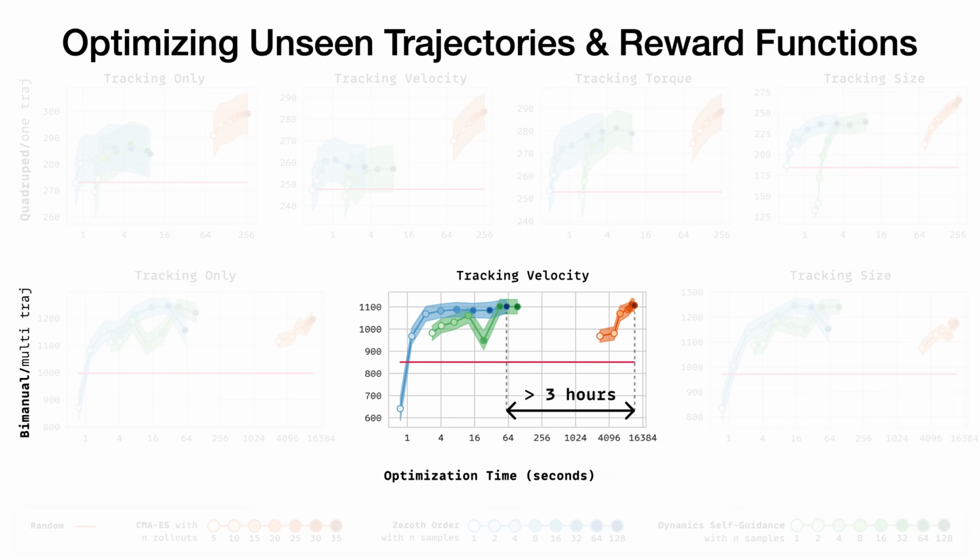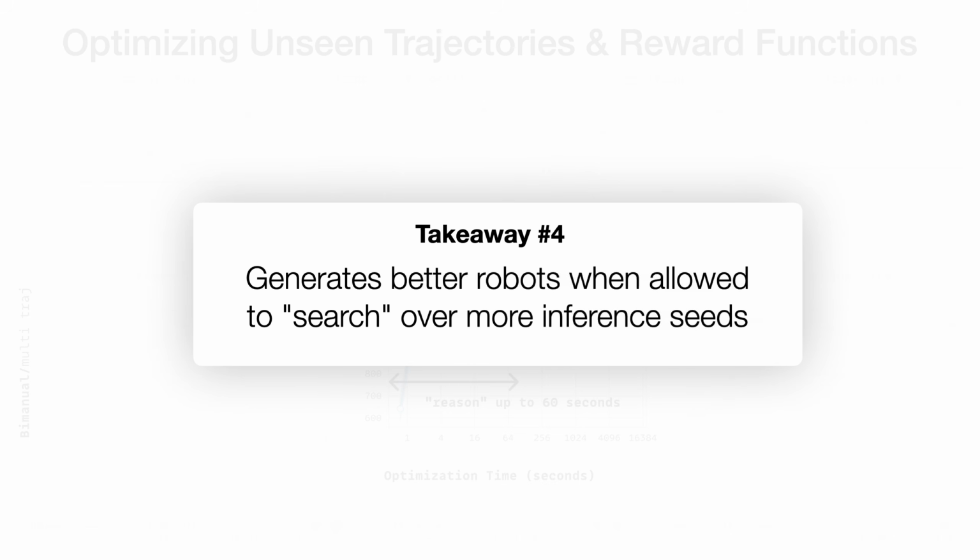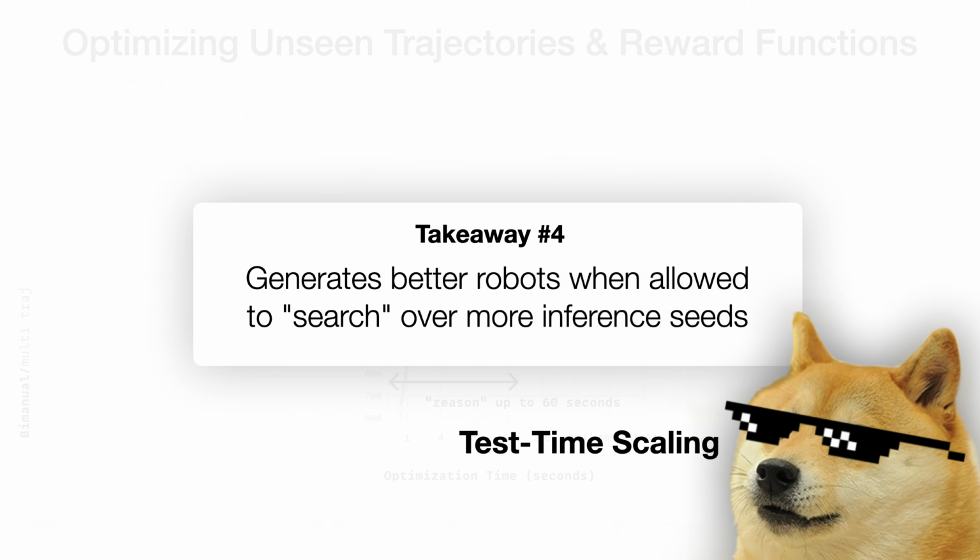And to achieve this performance, it reasoned by itself for up to 60 seconds, using more inference compute to get a better design. The upshot here is that Transformer can generate better robots when allowed to search over more inference seeds, demonstrating test time scaling.